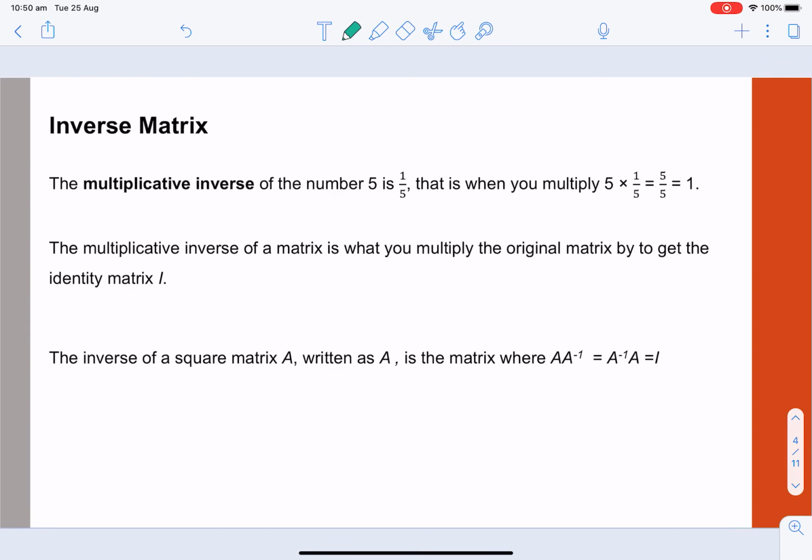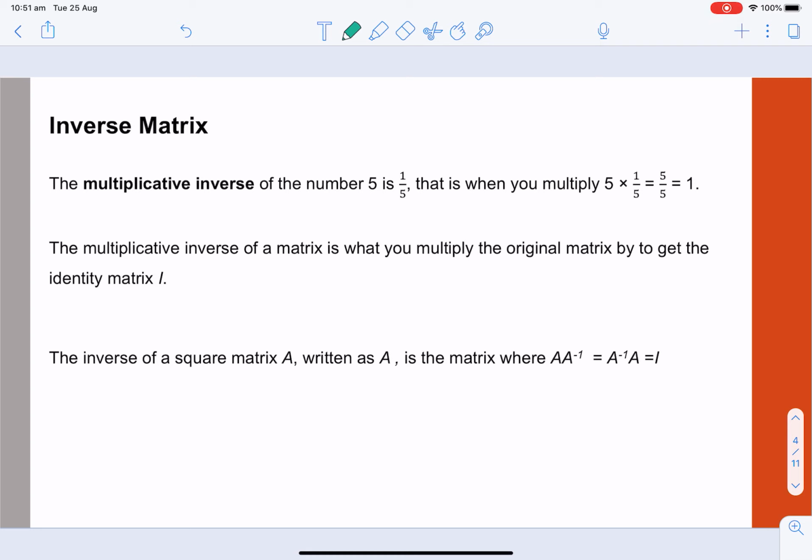All right, the inverse matrix. The multiplicative inverse of the number 5 is 1 on 5. That is, when you multiply 5 by 1/5, you end up with 5 on 5, which equals 1. The multiplicative inverse of a matrix is what you multiply by the original matrix to get the identity matrix.